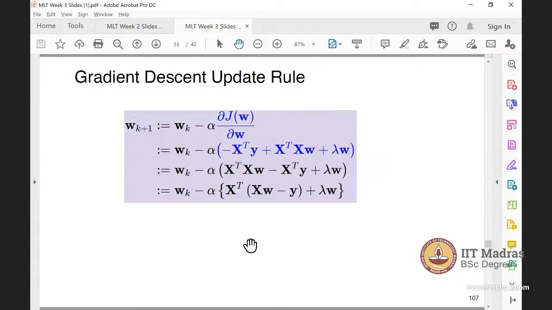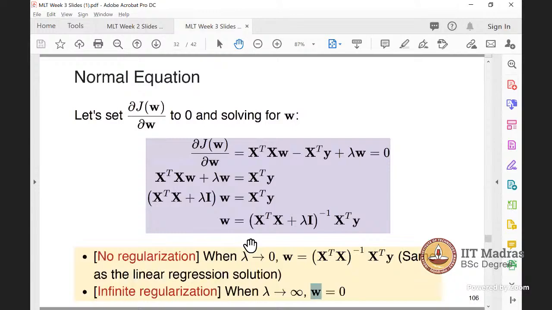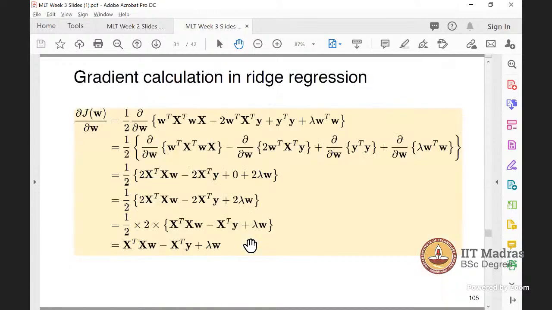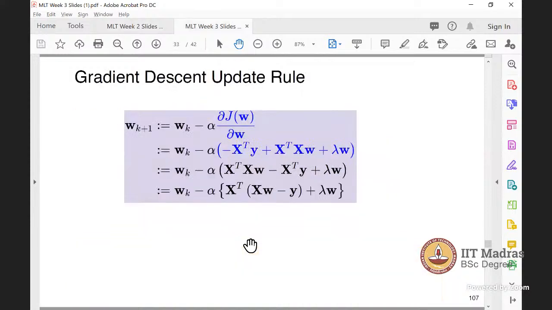The next method to get the optimal solution with regularization is the gradient descent update rule. Now we have calculated our derivative with respect to the weight vector. We can use that here and multiply it by alpha as we did earlier, and this is what we get to update our weight vector.